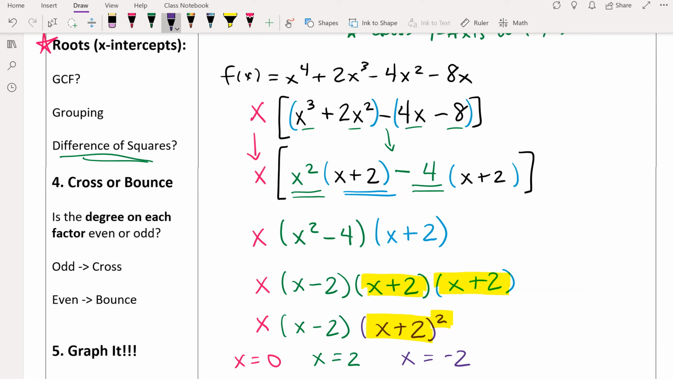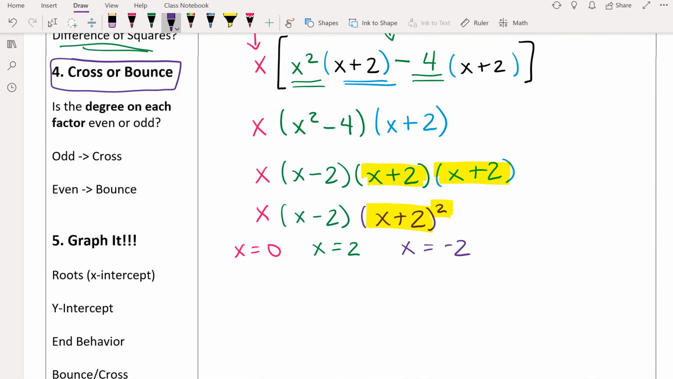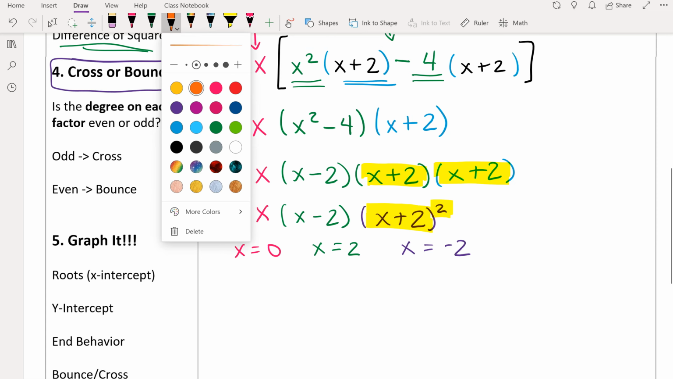Cool. And we are almost ready to graph now. We just need to figure out cross or bounce on each factor. And remember, you look to the exponent, the degree, on each factor and check, is it even or is it odd? Odd means cross, even means bounce. Okay, so let's go ahead and do that. We're going to look at the degree or the exponent on each factor.